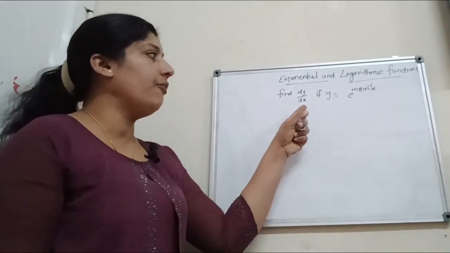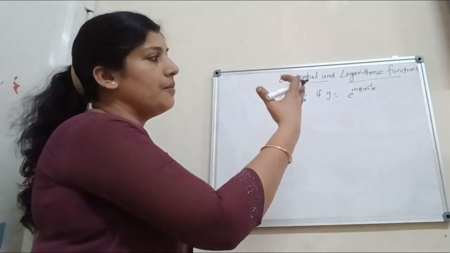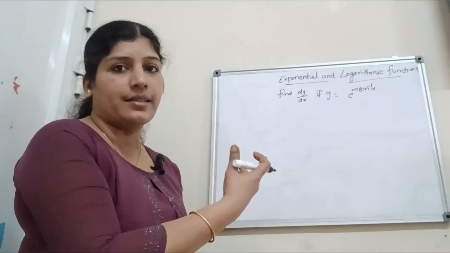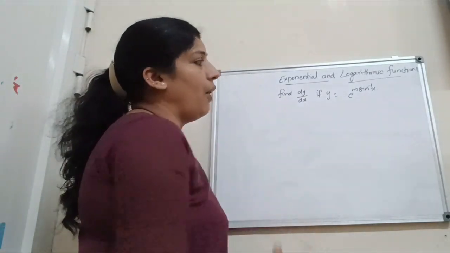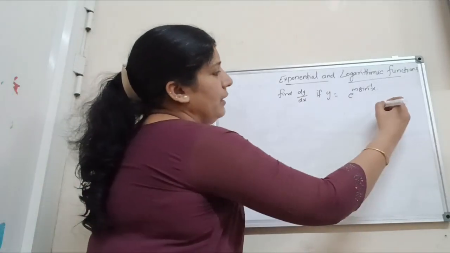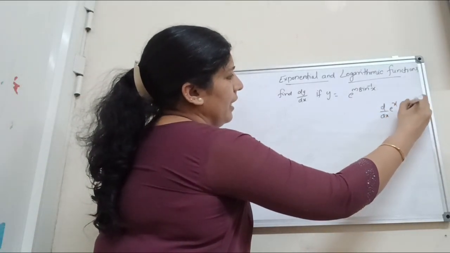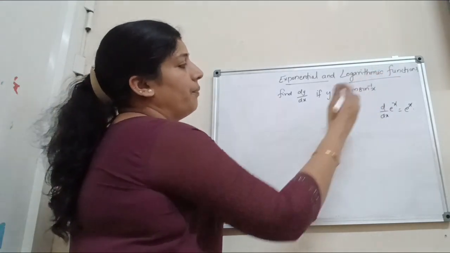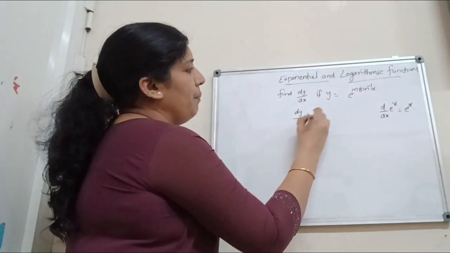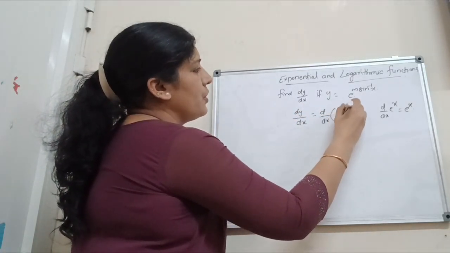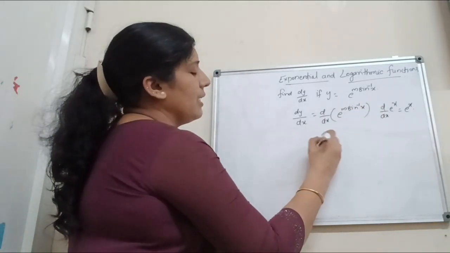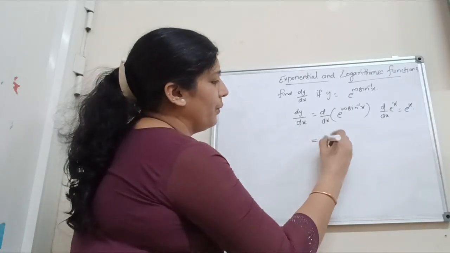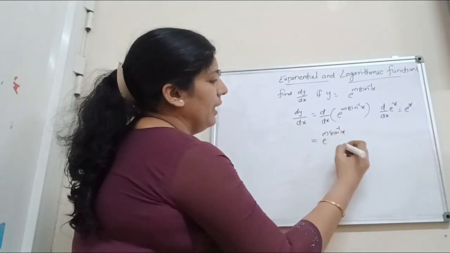Next, consider the question: find dy by dx if y equals e raised to m sin inverse of x. Here the given function is an exponential function, that is, of the form e raised to x. Now how can we find the derivative of y with respect to x? First, we know that d by dx of e raised to x is e raised to x itself. So we differentiate with respect to x: dy by dx equals d by dx of e raised to m sin inverse of x. First we take the derivative of the e raised to x form, which is also e raised to x. That is e raised to m into sin inverse of x.